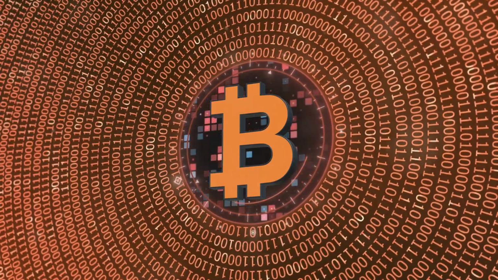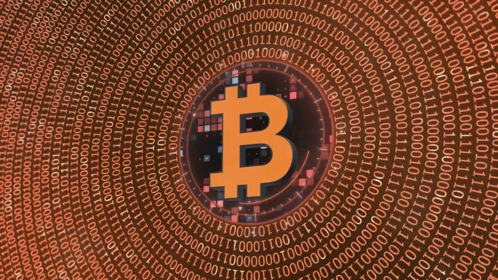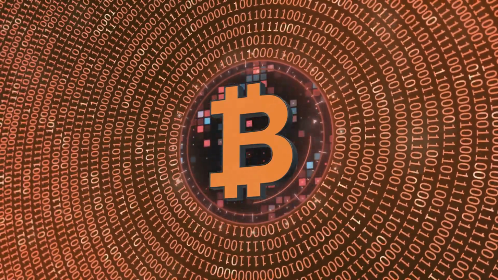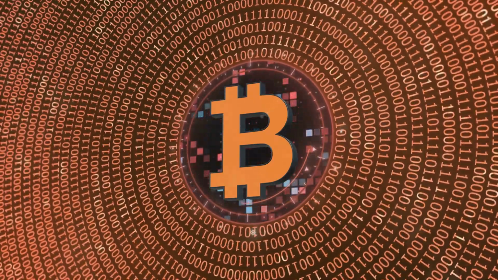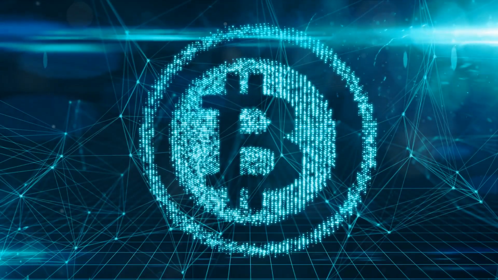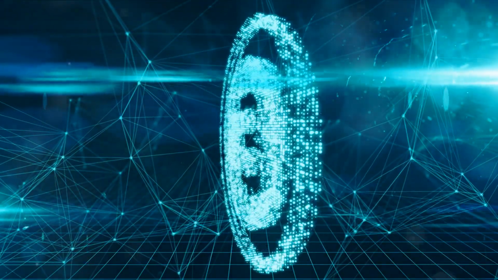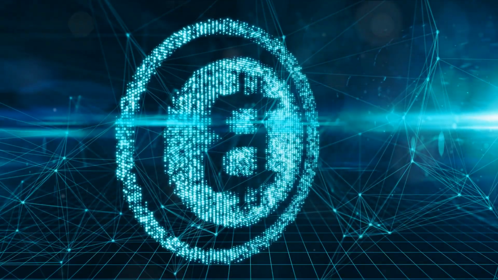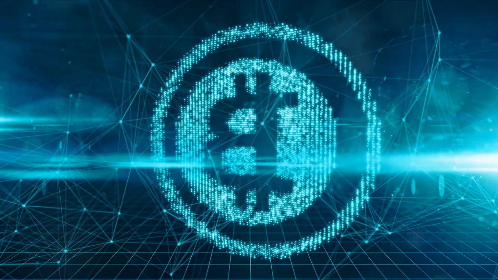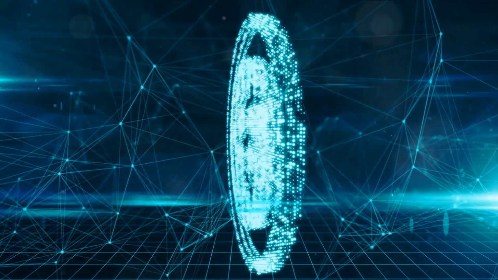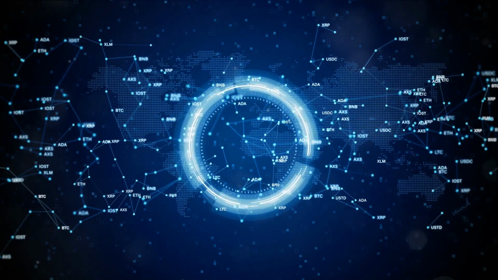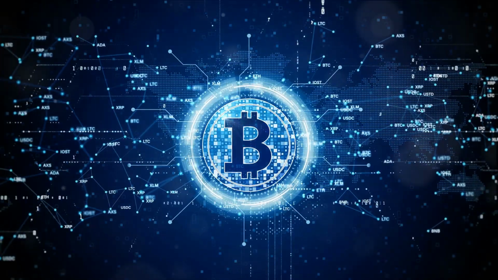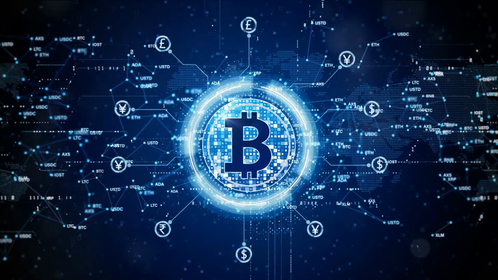At its core, Bitcoin is a digital currency, a type of money that exists solely in the digital space. But unlike the digital dollars or pounds in your bank account, Bitcoin isn't controlled by any central bank or government. It's decentralized, meaning it's managed by a network of computers spread across the globe. This decentralization is made possible by a revolutionary technology called blockchain.